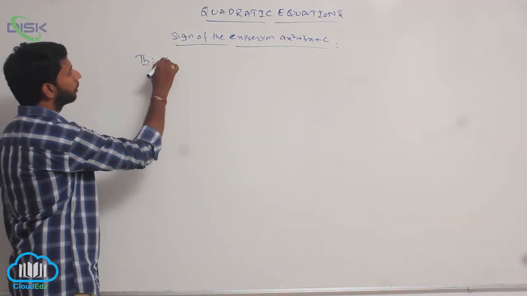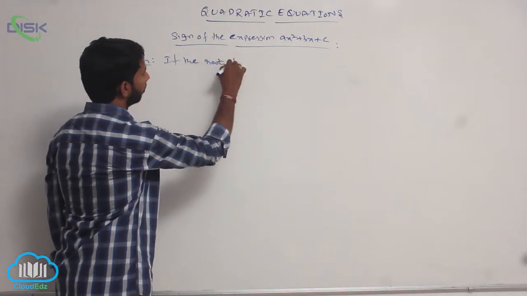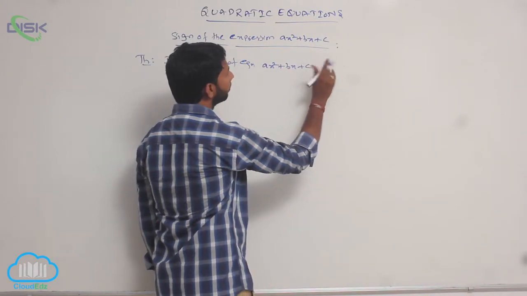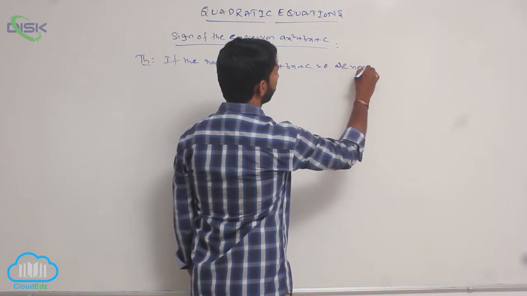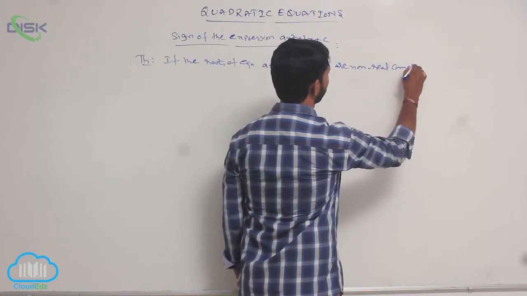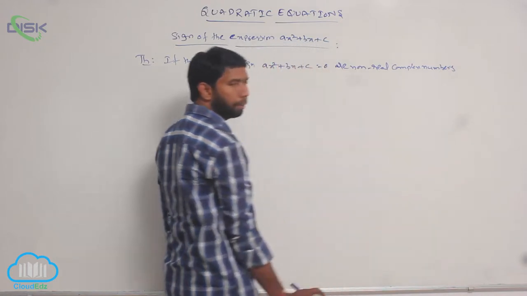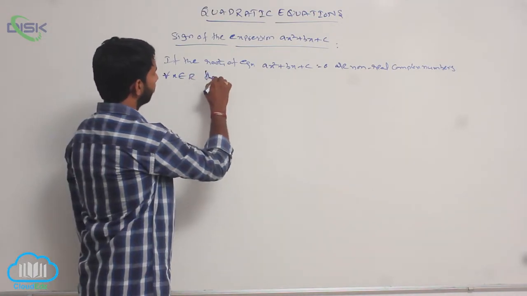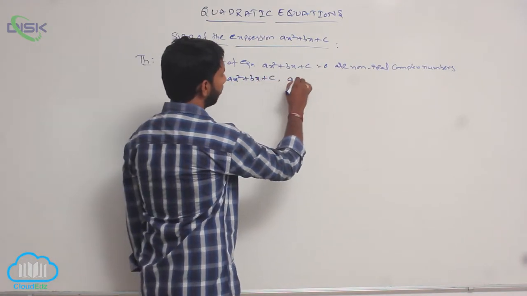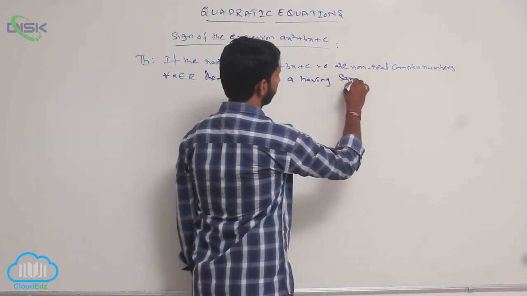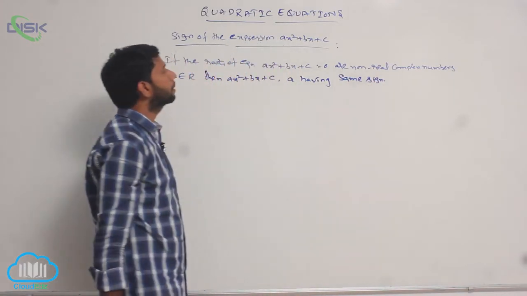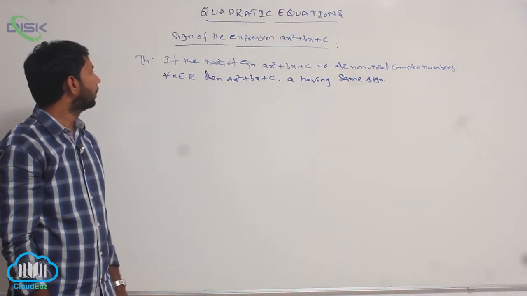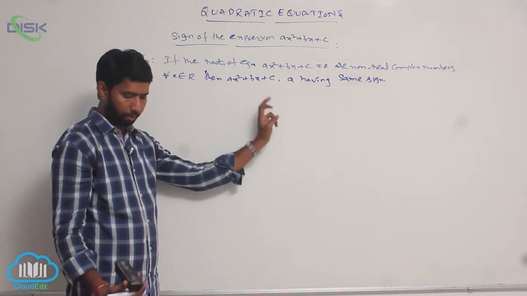The first one is, if the roots of the equation ax square plus bx plus c is equal to 0 are non-real complex numbers, then for all x belongs to R, ax square plus bx plus c and a have the same sign.